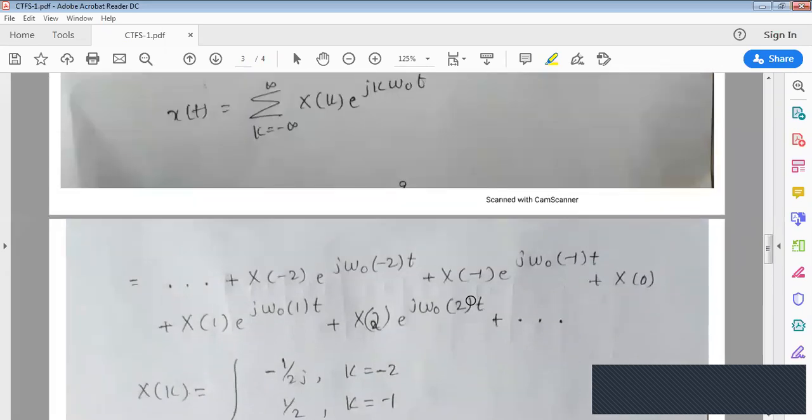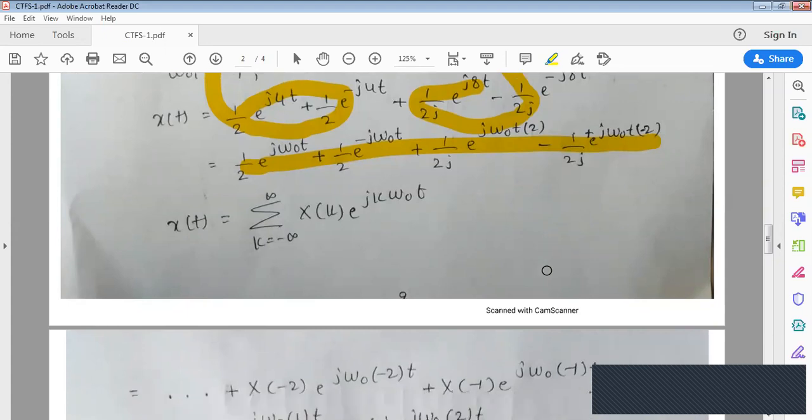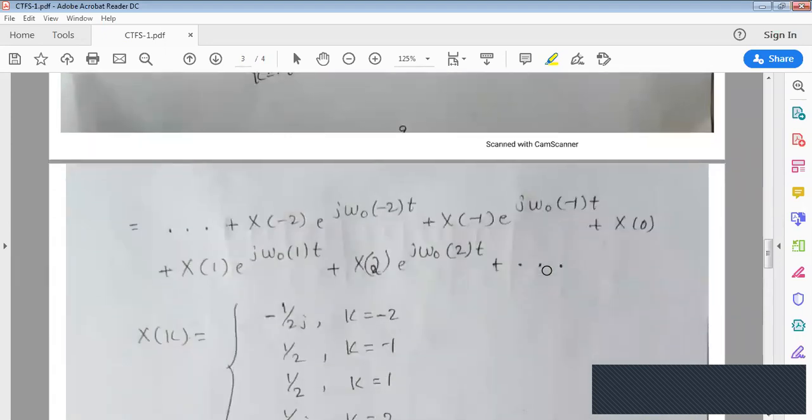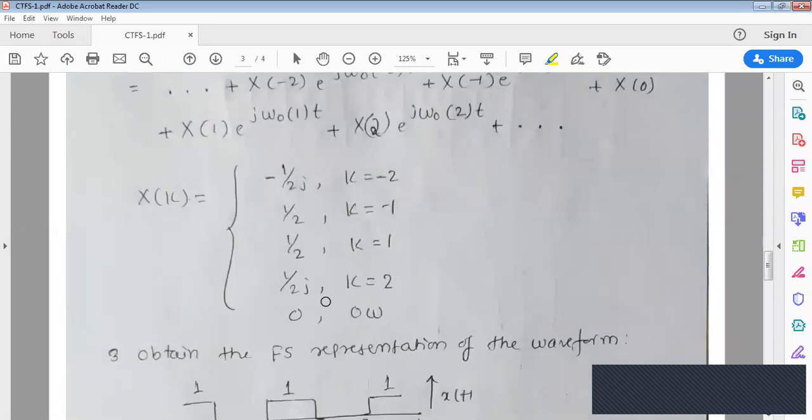What about x of 0? See here, x of 0, are there any terms? No, because all of them are associated with e power j omega naught t in one manner or the other. Therefore, x of 0 will become 0. See here, x of 0 is equal to 0. So for any other values, this x of k will become 0. These are nothing but x of k.